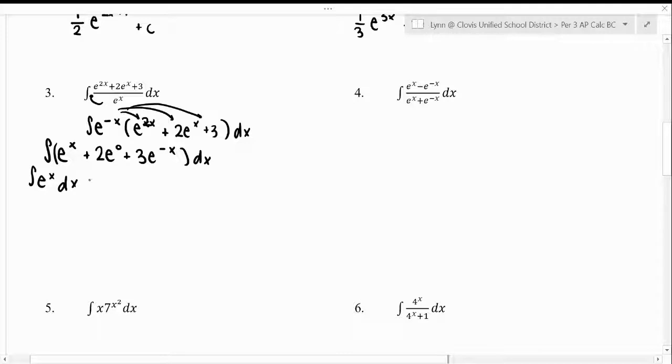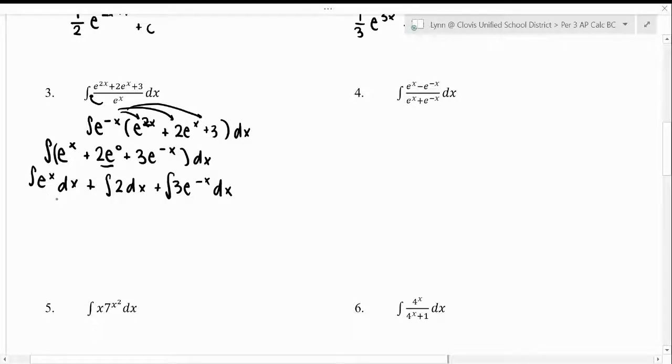So I have e to the x dx, and then e to the 0 is just 1, so 2 times 1 is 2. And 3 e to the negative x, and then dx. So I can split it because it's adding, right? Addition and subtraction I can separate.